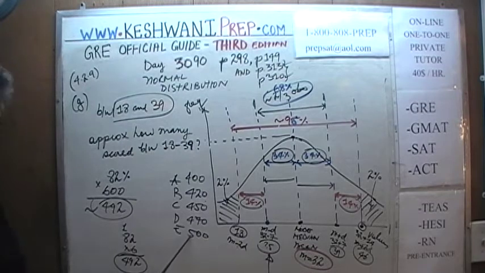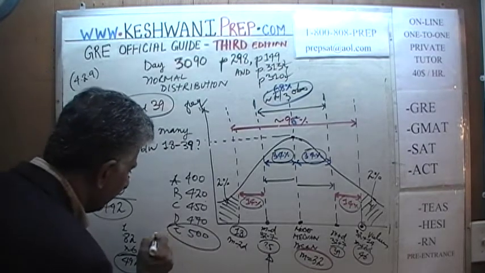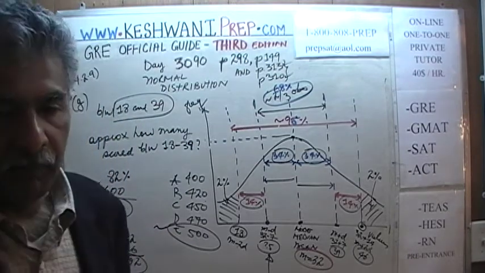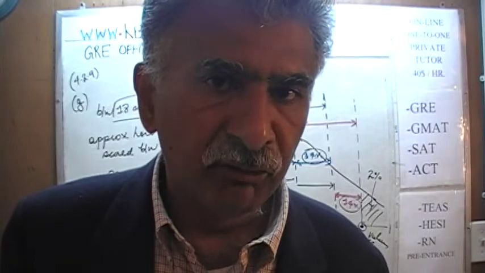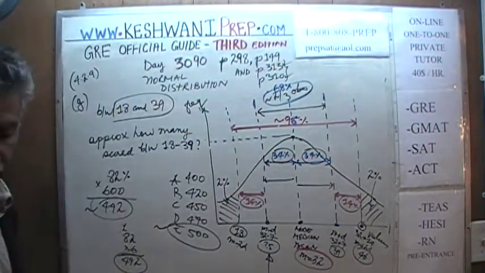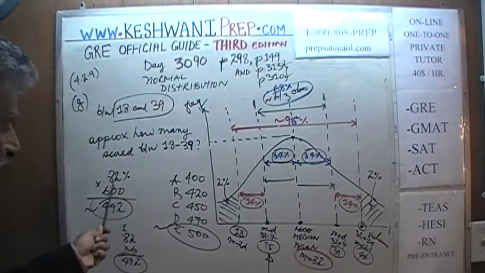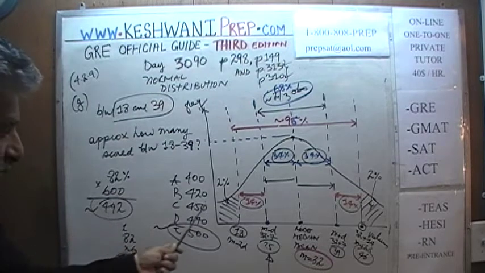It's a difference of only 8, whereas the other way, the difference is more than 8. So the answer here is approximately 500 students out of the 600 students who took the exam will score between 18 and 39. But in order to answer this question, we first have to figure out the probability, the percentage that we did a little while ago.